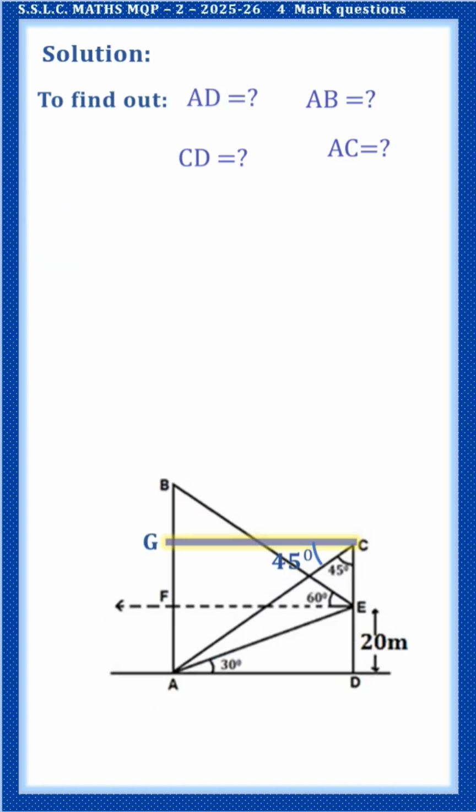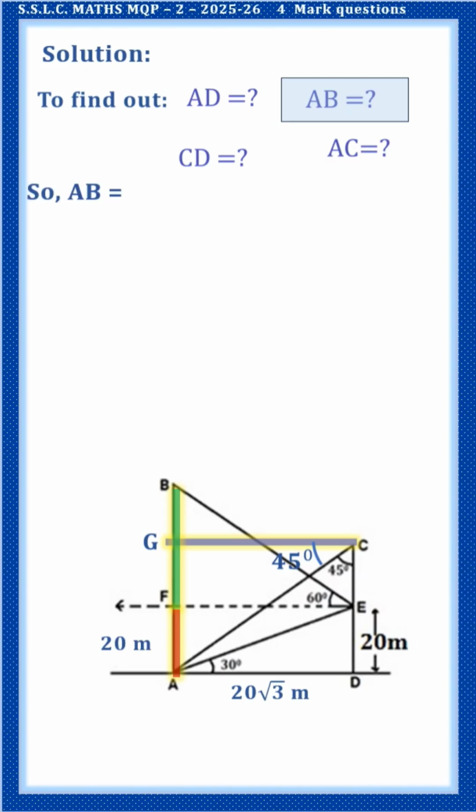Now we have already found AD, isn't it? That is 20 root 3 meter. Now let us find AB, the height of the tower. Here AB does not belong to any of the triangles. It is made up of two parts, that is BF and AB. Okay. BF and AB.